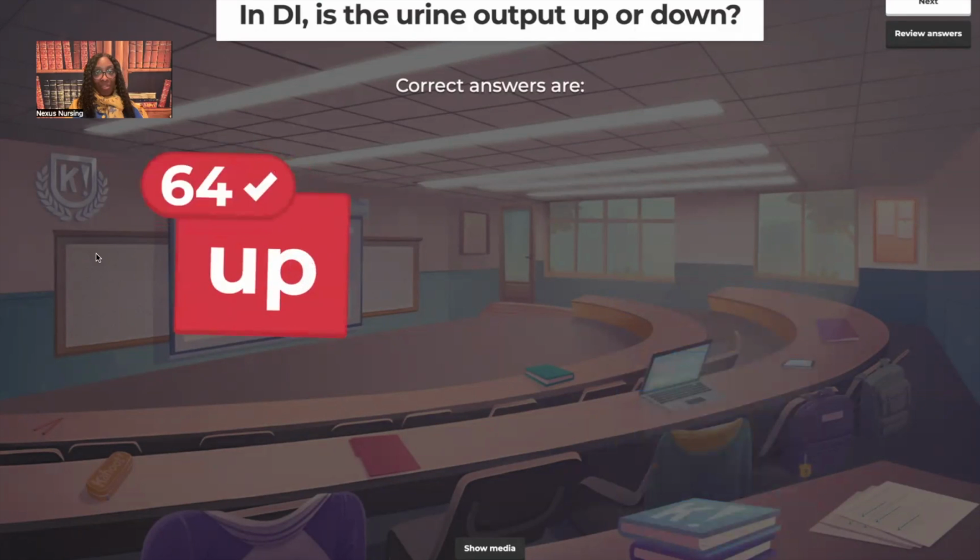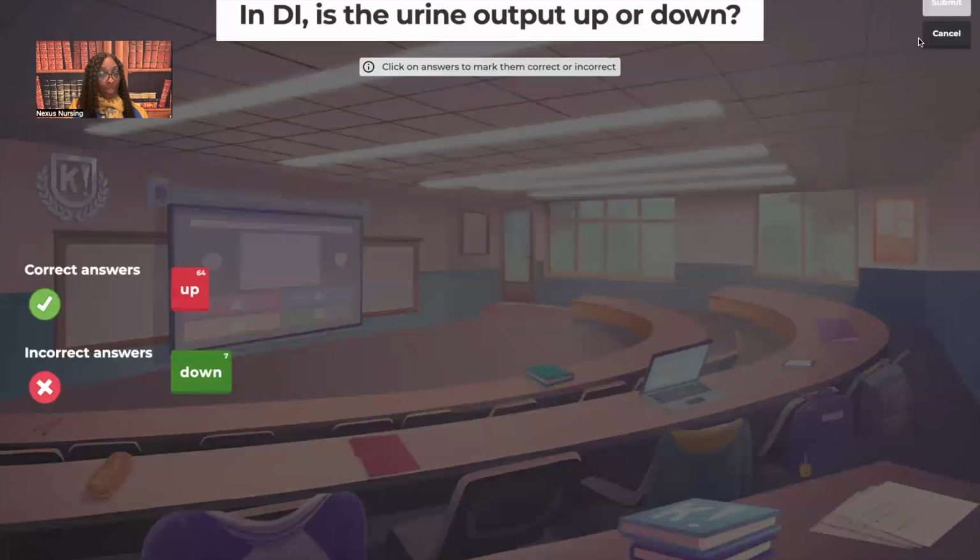Up. Diabetes insipidus, there is not enough antidiuretic hormone, so that patient's urinating all over the place. Urine output is increased. It is up. Let me see what you guys said. Oh, only 7 of you guys said down. Good job.